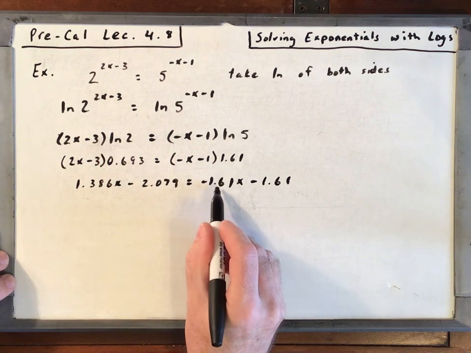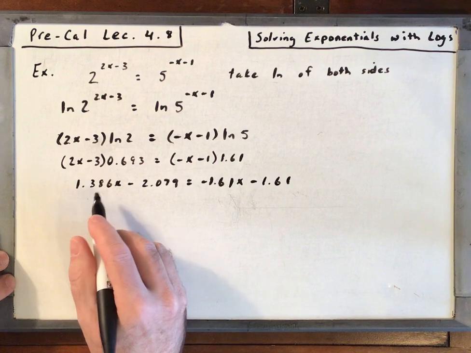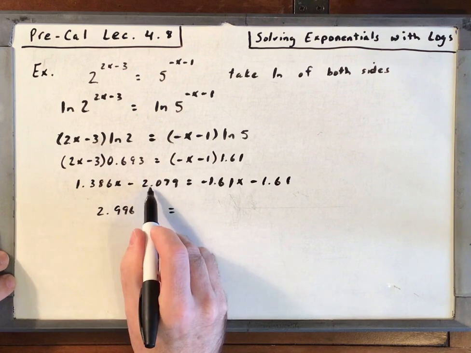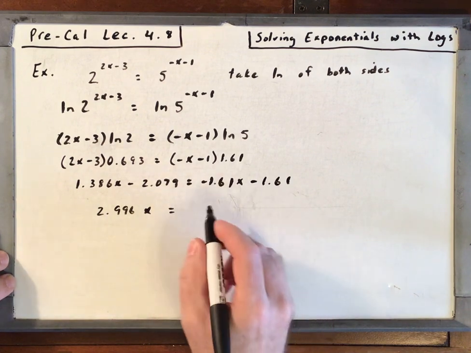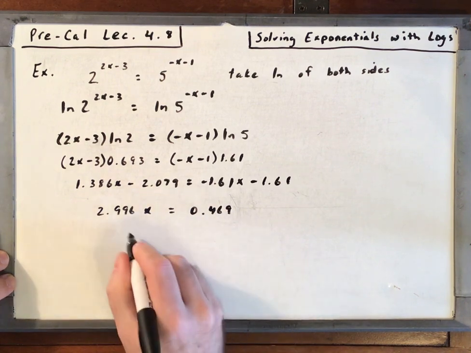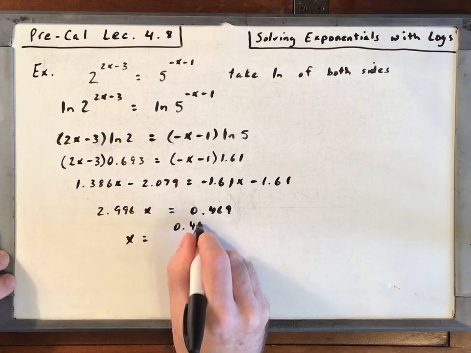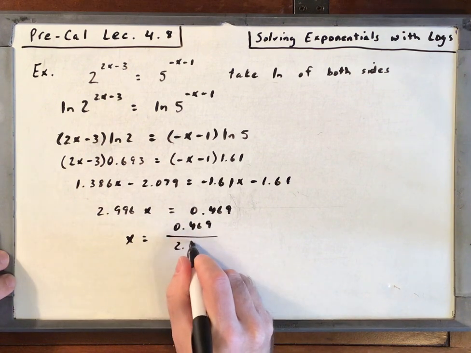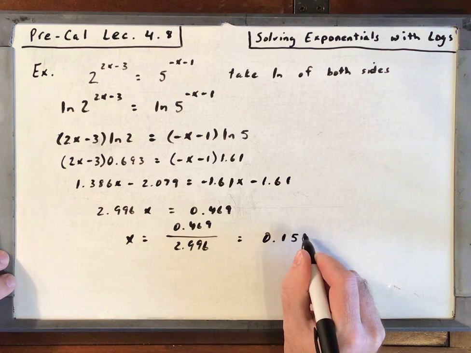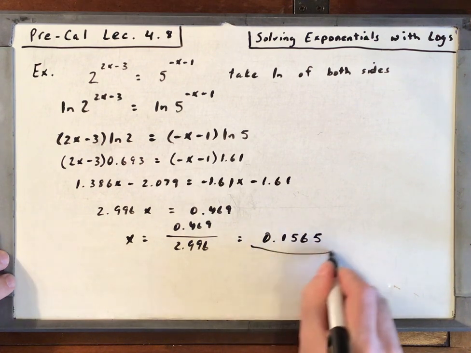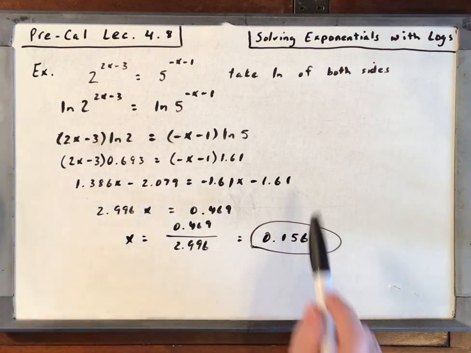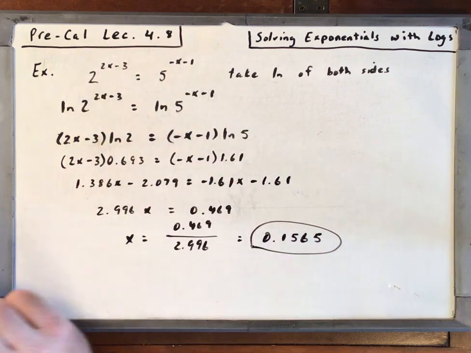Now let's add 1.61x to both sides and have all the x's on the left. That'd be 2.996x. And then we'll add 2.079 to both sides. And that's equal to, if we do that, we'd have 0.469. So x is going to be 0.469 over 2.996. And that is 0.1565. All right, pretty cool. Pretty cool way to solve for those exponents. And you can plug 0.1565 in here and check.